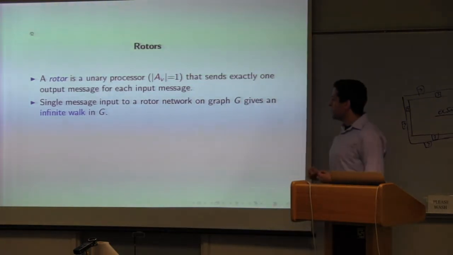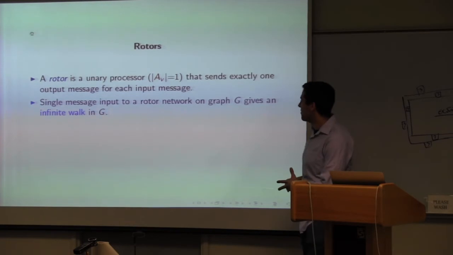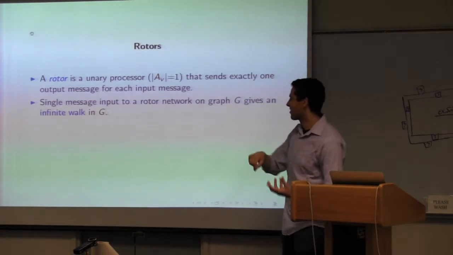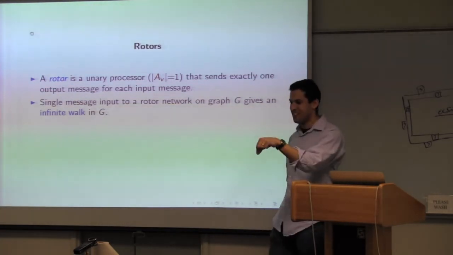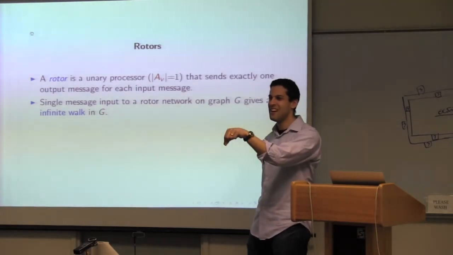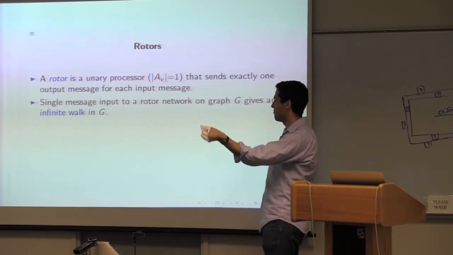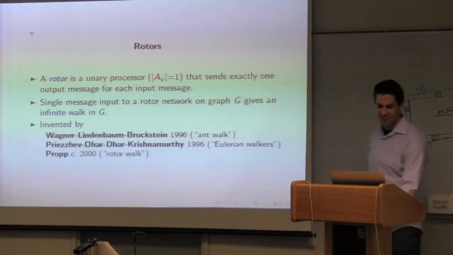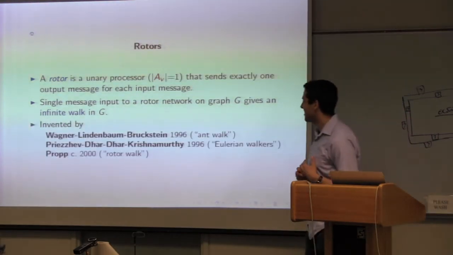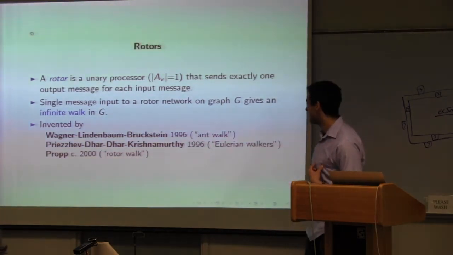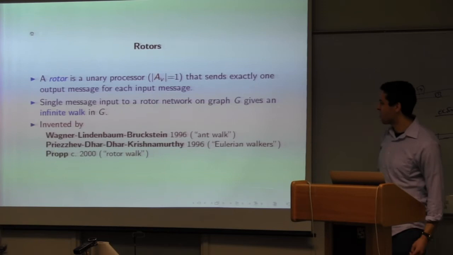So if you input a single letter to a rotor network, you can think of it as doing a walk in your graph. Wherever you input it, that processor is a rotor, so it's going to output one letter to one of its neighbors. And then that neighbor is also a rotor, so it'll output one letter, and so on. So there's just one letter at a time, and it's walking around your graph. Like many natural concepts, this was reinvented several times in different fields. This walk is called ant walk in computer science, Eulerian walkers in physics, rotor walk in math.